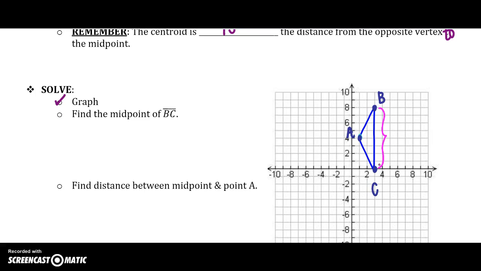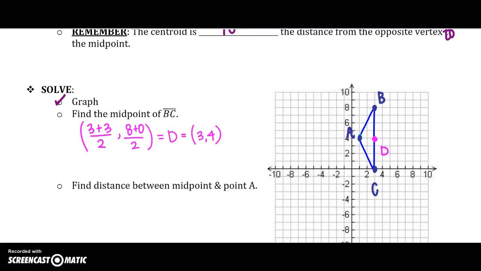So I'm going to find the midpoint. Remember, it is x1 plus x2 divided by 2, and then y1 plus y2 divided by 2. So I'm going to do 3 plus 3 divided by 2, and 8 plus 0 divided by 2. I'm going to label this as point D. So my midpoint of my line is (3, 4). I'm going to go over to 3, up to 4, and there is my midpoint. I'm going to call that midpoint D.